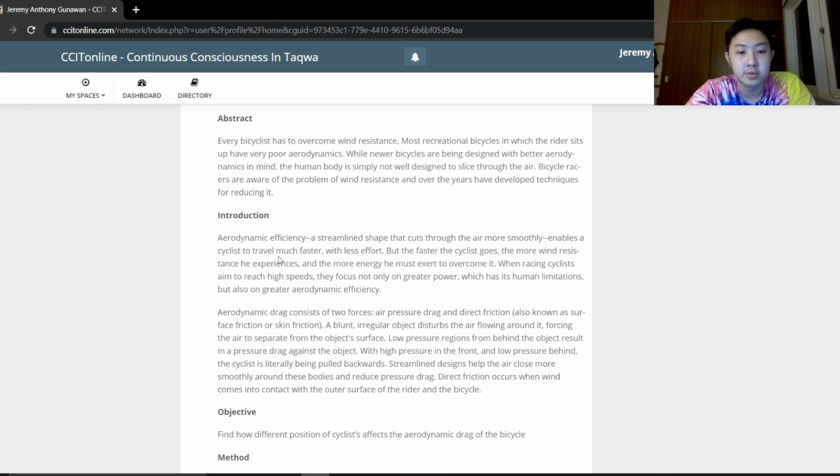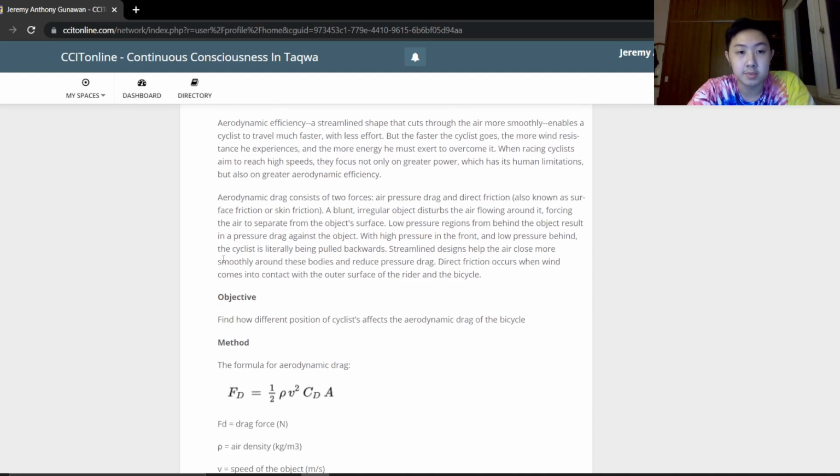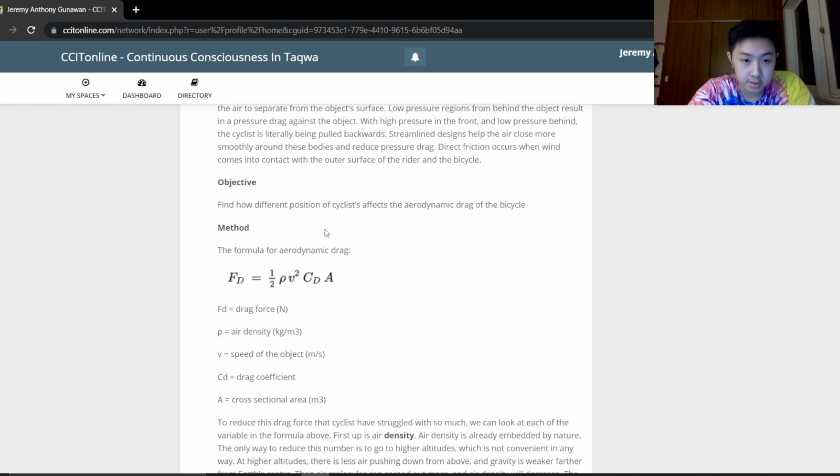Streamlined designs help the air close more smoothly around the cyclist's body and reduce drag. Direct friction occurs when wind comes into contact with the outer surface of the rider and the bicycle. The objective of this project is to find how different positions of cyclists affect the aerodynamic drag of the bicycle. This is the formula for the basic aerodynamic drag.